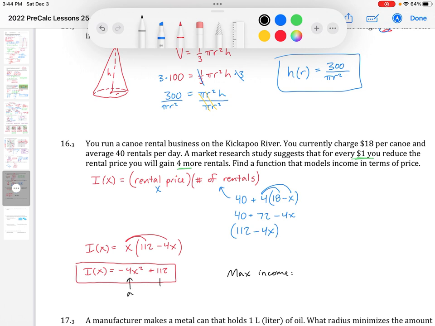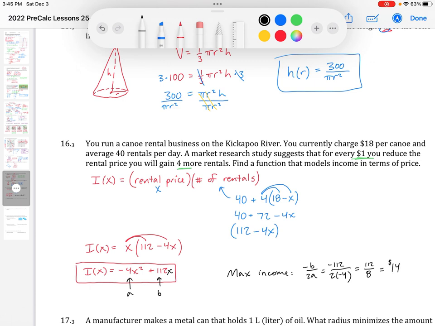So this is your A. Oh, I missed an X here. This is your B. So we would take the opposite of B over 2A. So that'd be negative 112 divided by 2 times negative 4. You'd have 112 divided by 8. And whatever that is would give you what you should lower the price to. So if we take 112 and divide it by 8, we get 14.